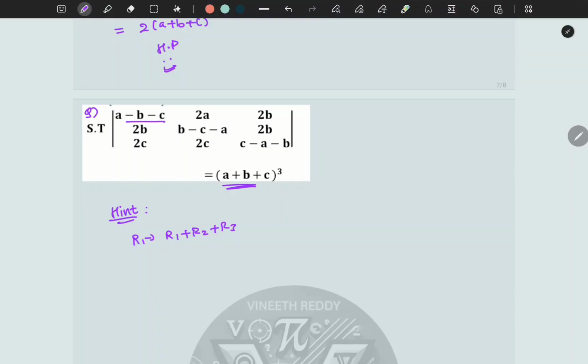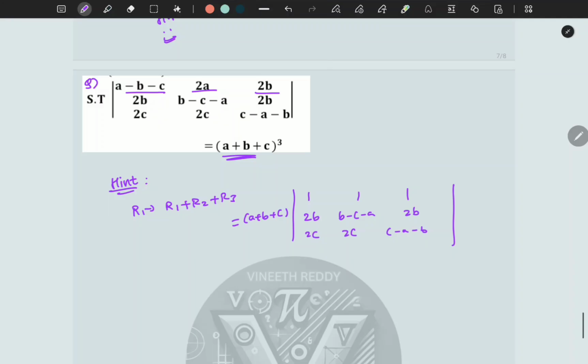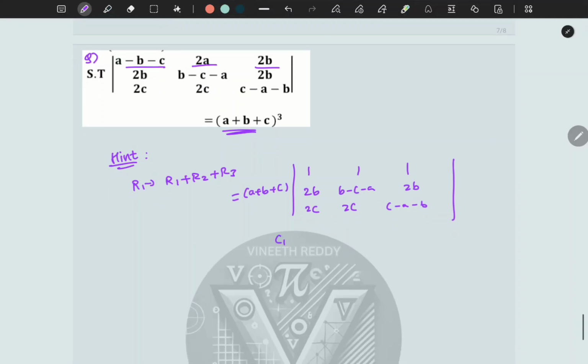then you will be getting a plus b plus c here, a plus b plus c here, a plus b plus c here. Take that common. So we will be getting something like this: 1 1 1, 2b, b minus c minus a, 2b, 2c, 2c, c minus a minus b. If I take a plus b plus c common, so we'll be getting this. Now you do one thing: from column 1 you subtract column 3, and from column 2 you also subtract column 3 and then expand. Okay, you should be getting the answer.